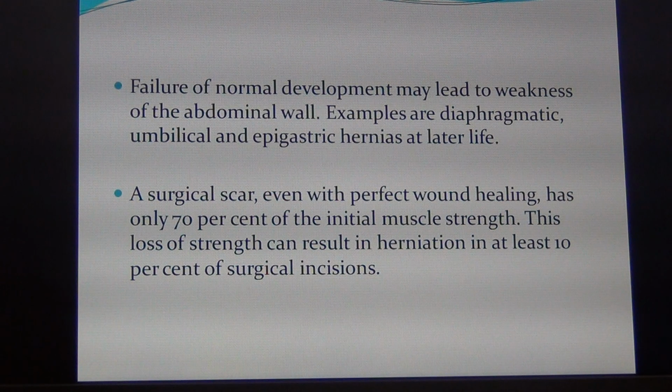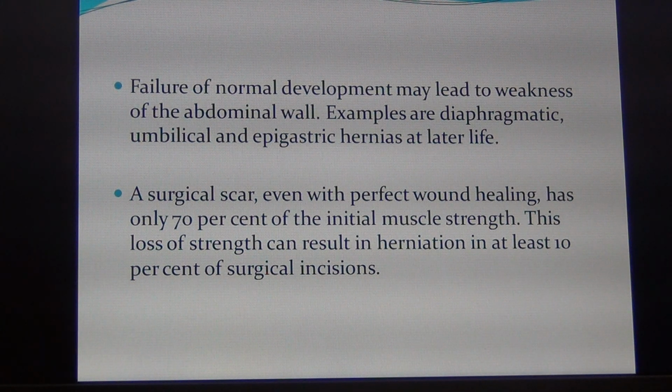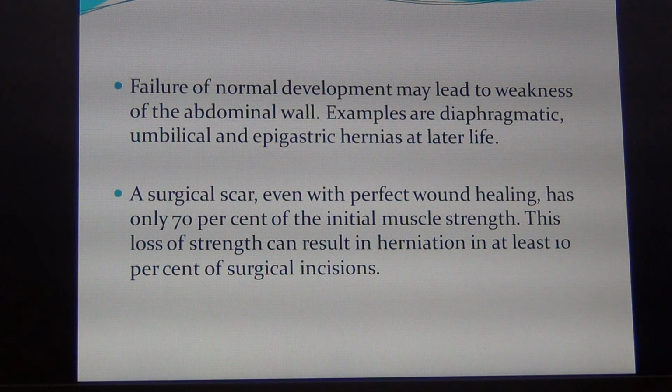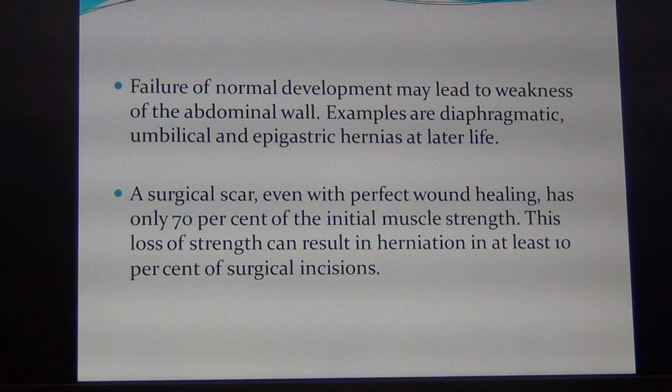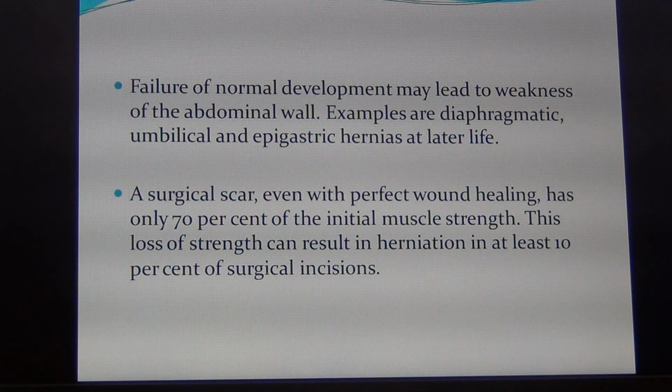Failure of normal development may lead to weakness of the abdominal wall. Examples are diaphragmatic, umbilical, and epigastric hernias in later life. A surgical scar in any part of the abdomen, even with perfectly good wound healing, has only 70% of the initial muscle strength. This loss of strength can result in herniation in at least 10% of surgical incisions, in spite of good closure.